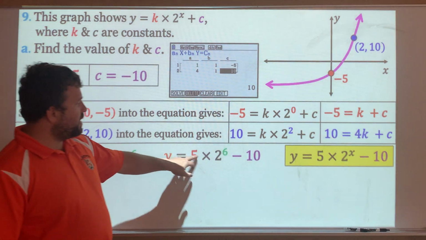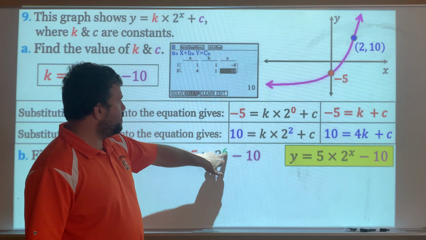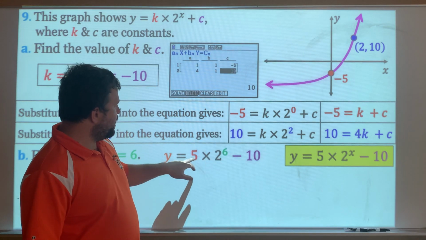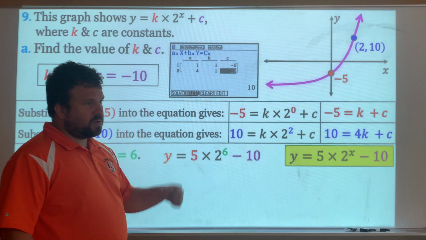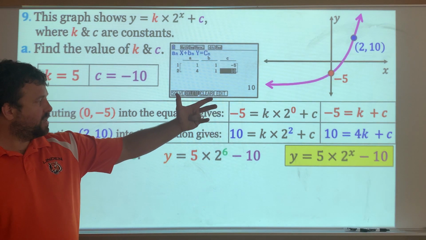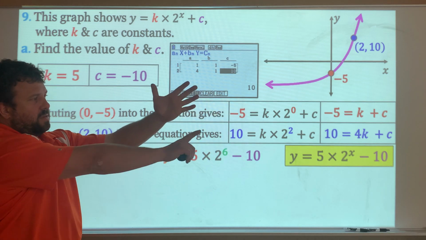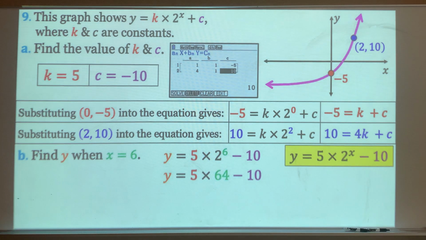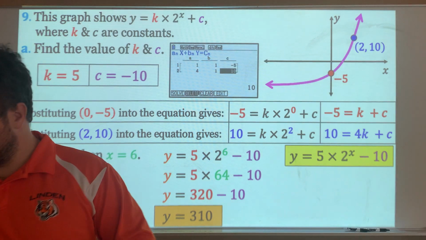y equals 5 times 2 to the 6th power, minus 10. 2 times 2 is 4, times 2 is 8, times 2 is 16, times 2 is 32, times 2 is 64. So 5 times 64 is 320, minus 10, y equals 310. And then you're done. There we go.